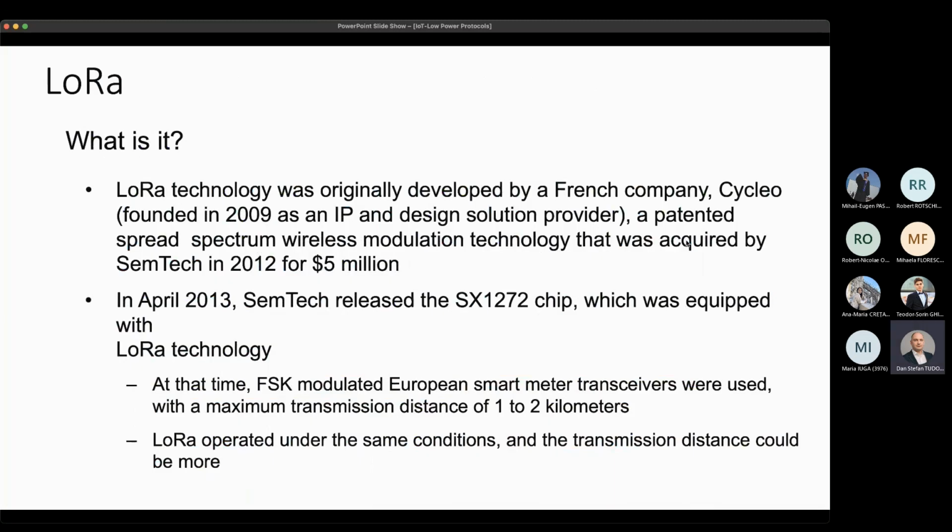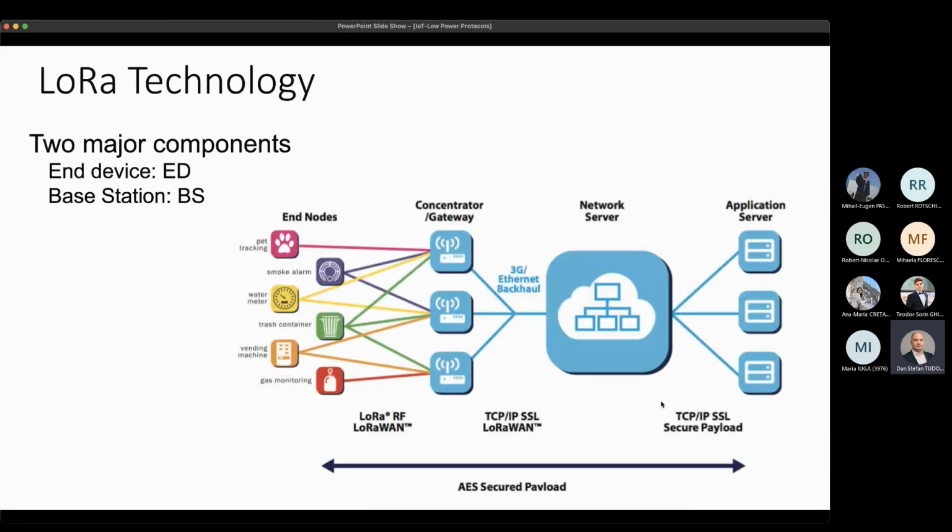Originally it was developed by a French company, Cycleo. It was founded in 2009. It's patented as a spread spectrum wireless technology. It was acquired by another company called Semtech in 2012. And then Semtech released their first LoRa chip, this one. It was at that time using a frequency shifting modulation scheme specific to smart metering devices. So the transmission distance for LoRa was around a few kilometers. So you can easily connect a smart meter directly to the office of the utility company within the city. So you don't need to go periodically and check your meters. They can connect directly to the utility company.